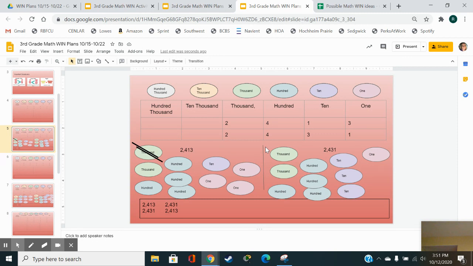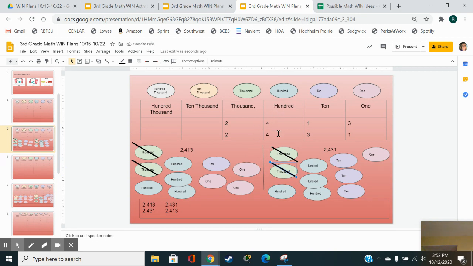I'm going to come back over here, maybe. Oh, there are my lines. And I'm going to cross off this 1,000. I'm going to do the same thing. I'm going to get rid of this 1,000. And again, I'm going to get rid of this 1,000. Then I'm going to go to my next place value.